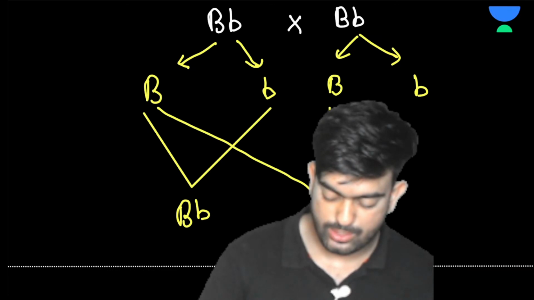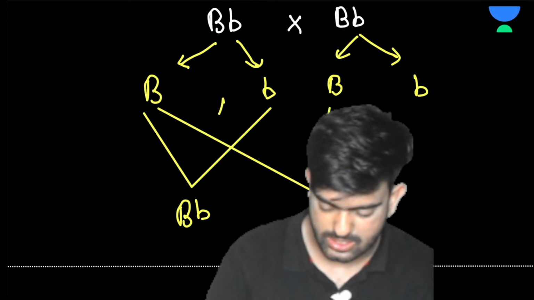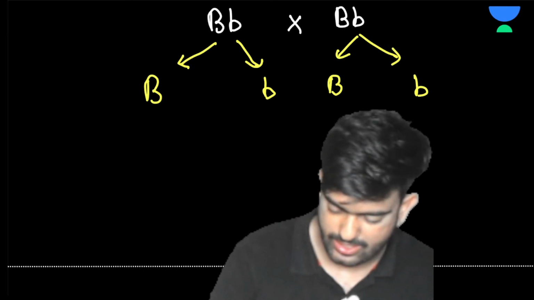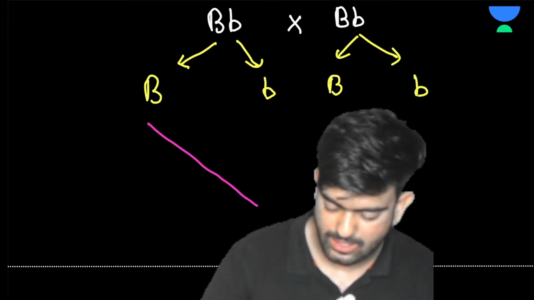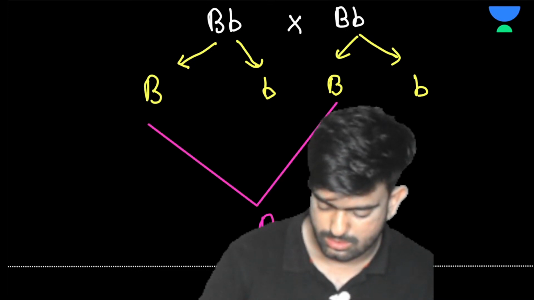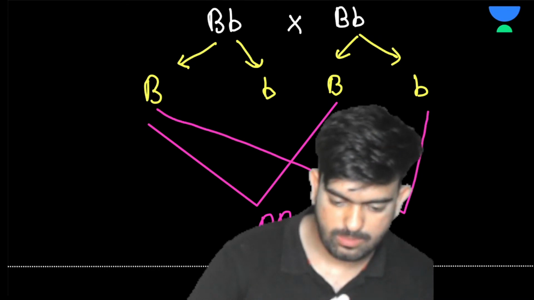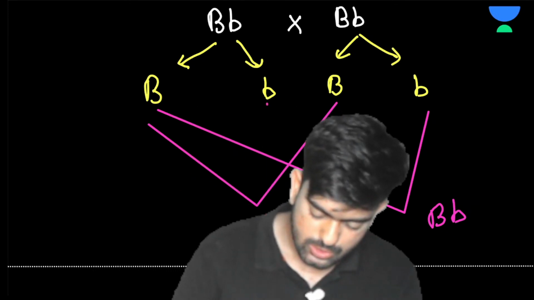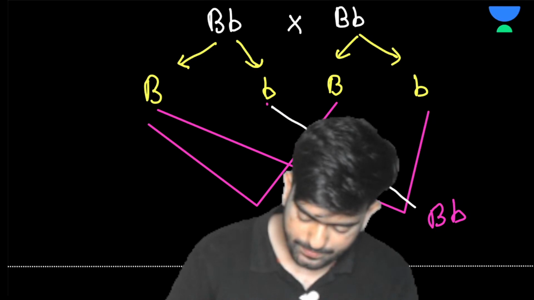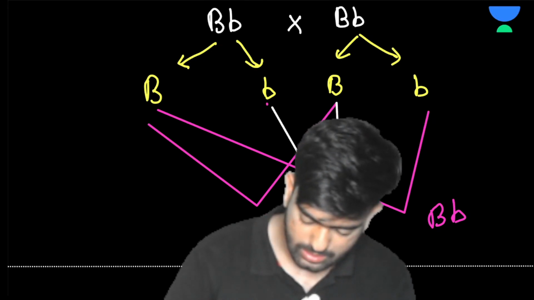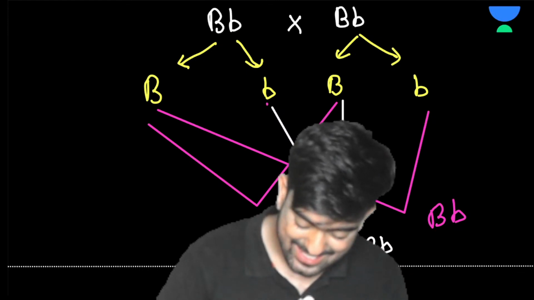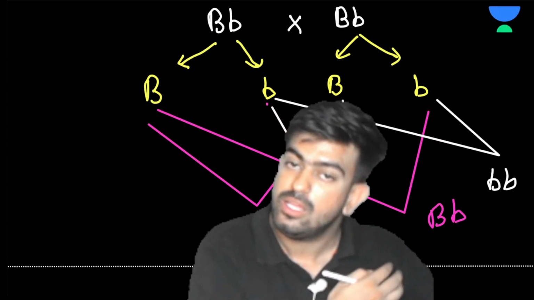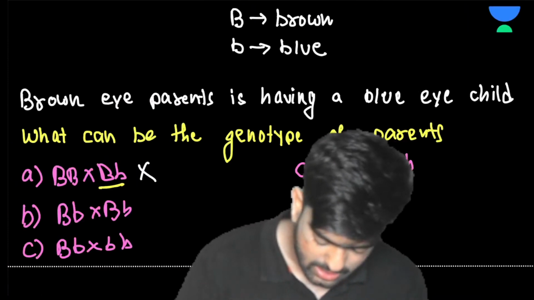Let me fill this in. Capital B and capital B. Now capital B and small b. Next we have small b and capital B. And sir, see, this is the point we needed. Small b combination is made. This will be the answer. That's correct. This will be the answer.